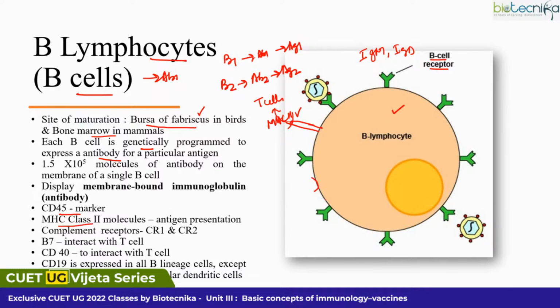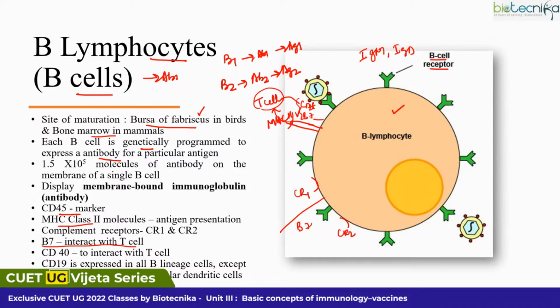Then they have certain receptors for the complement proteins. So CR1 and CR2 are the various receptors for the complement proteins. Then it has another molecule known as B7. B7 will interact with the T cell. I told you, right? They have MHC, they activate the T cells. Now T cells will have CD28 and B cells will have B7. So in this way B7 and CD28 interact.